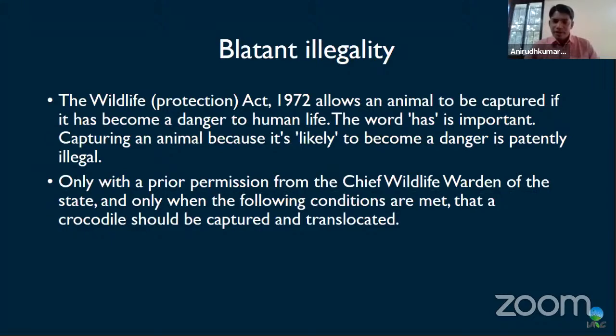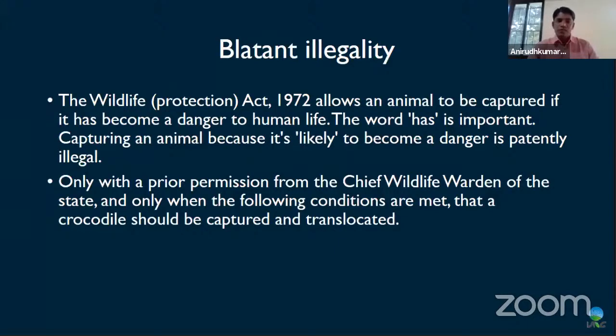Without the permission of the Chief Wildlife Warden, a prior, written permission, nobody can touch a crocodile. Nobody can do a translocation or a capture of a crocodile. A prior, written permission is necessary from the Chief Wildlife Warden of the state. It's illegal. You can see the Wildlife Protection Act 1972 allows an animal to be captured if it has become a danger to human life. Remember this word: it has, not it will. It is not saying that it will become dangerous; it has become, it is already dangerous. Then only can you do the translocation.